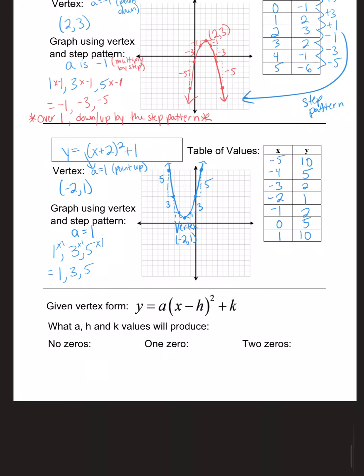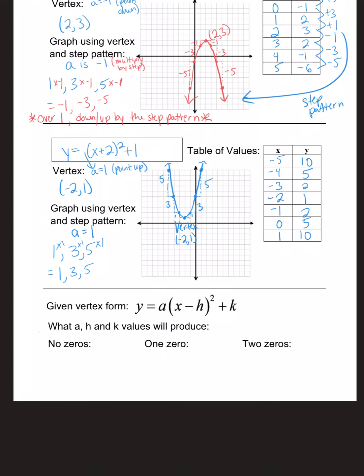So there's a little bit of a shortcut we can identify with our a and our k value that will let us know how many zeros we should have in the graph. So we'll take a look at all 3 situations here so you can see how we end up figuring out if there's no zeros or if there's 1 or 2 zeros. So let's first identify when there's no zeros.